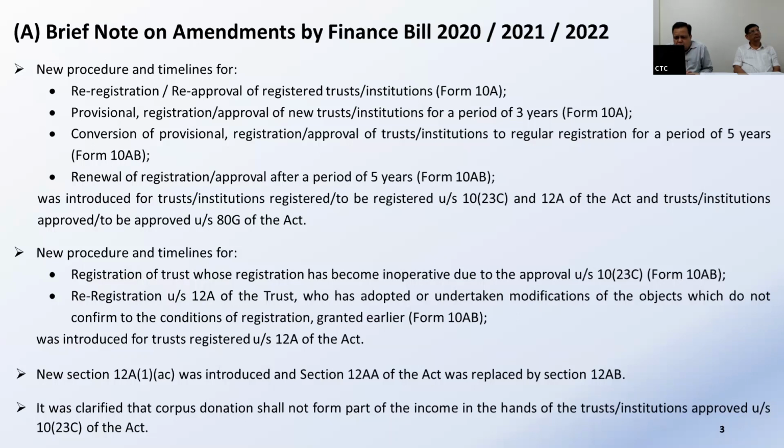Then there are two more clauses as far as section 12A registered organizations are concerned. First, when your 12A registration becomes inoperative due to yourself getting registered under section 10(23C). And the other possibility is the change of objects of the trust, which are not in consonance with the conditions laid down on the organization at the time of earlier registration. So these are two more possibilities which are unique to 12A organizations. So this is about the re-registration process.